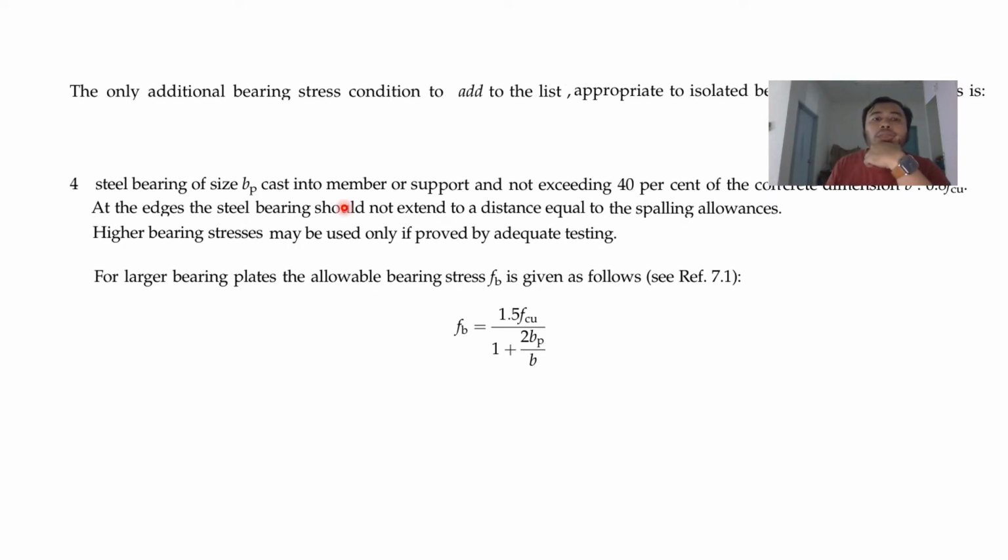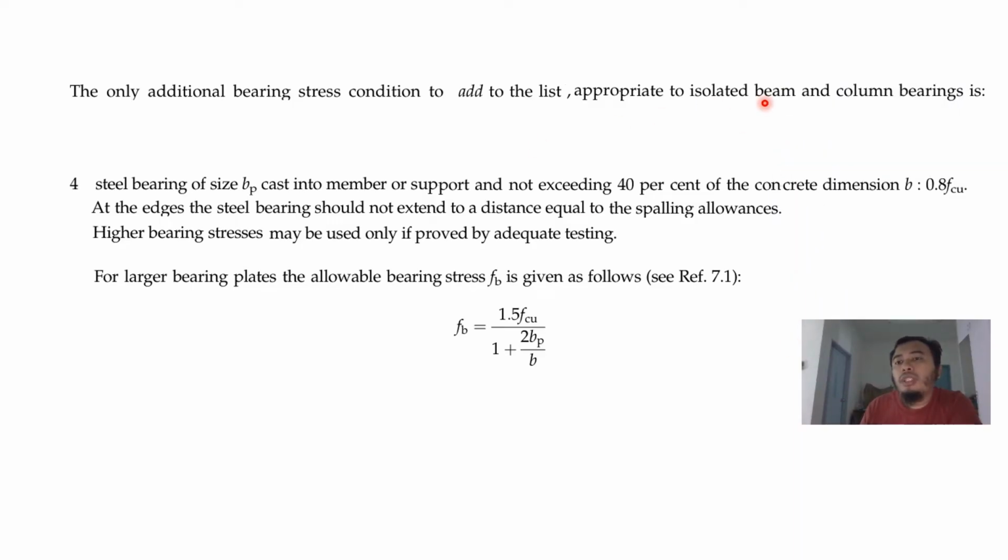So the only additional bearing stress condition to add to the list is appropriate to isolated beams and column bearing. So if it is an isolated beam and a column, your steel bearing of size BP, so this is your width of steel bearing, cast into member or support and not exceeding 40% of the concrete dimension B, 0.8 FCU. The edges of the steel bearing should not extend to a distance equal to spalling allowance. Higher bearing stresses may be used only if approved by adequate testing. So for larger bearing plates, the allowable bearing stress is given by this equation.